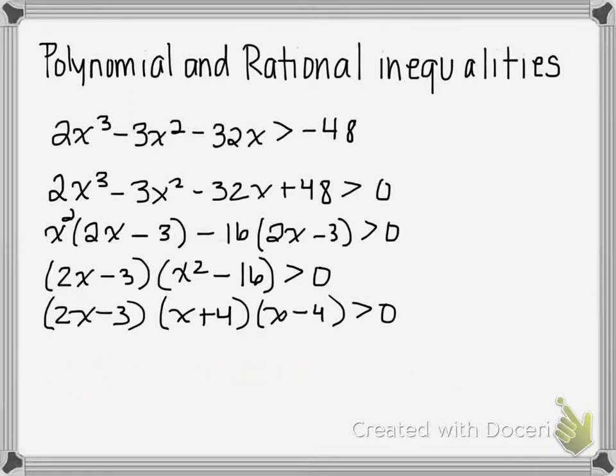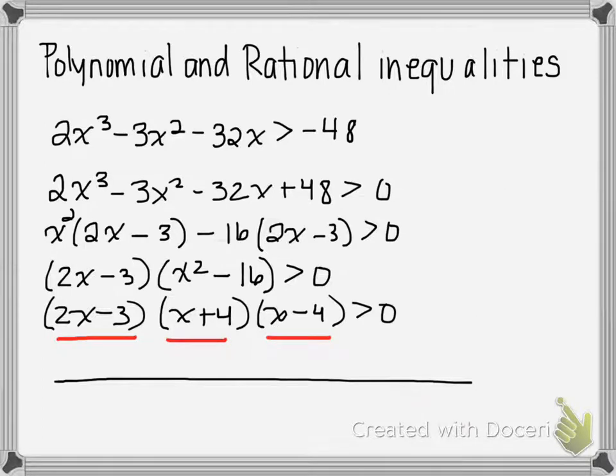And the technique that we're going to use is almost like a guess and check. It's almost like using the zeros from the zero product property. I'm going to take the zeros that I would get from each of these factors. So what would I get? I would get 3/2, -4, and 4. And I'm going to graph those on a number line. So I would have -4, I would have 3/2, and I would have 4.